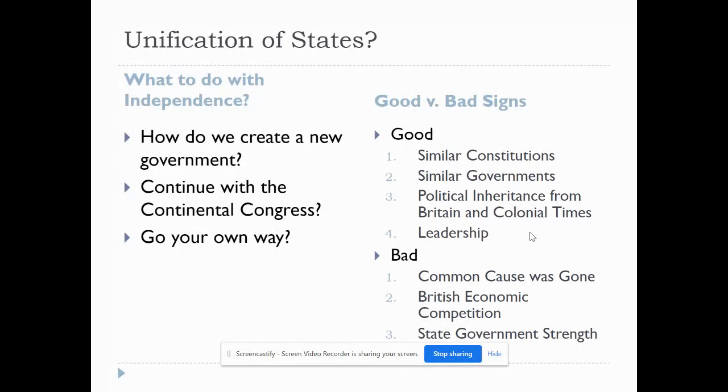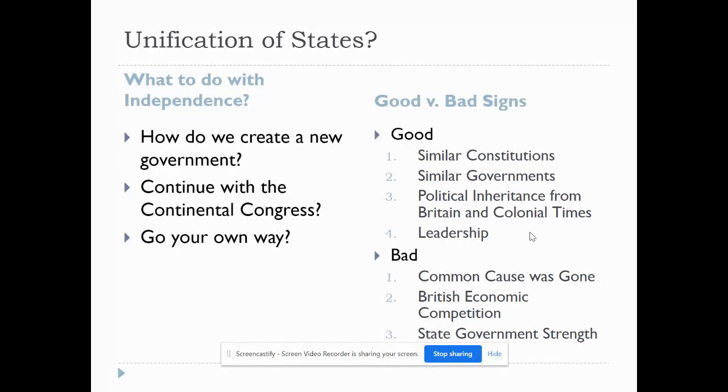Now, of course, that's all good and fine, but there are bad signs too. When the British basically leave, there is a group in Great Britain that thinks, all right, well, why don't we just let them go? Why don't we let them go off on their own as an individual republic and fail? There's this feeling that if they release the states to become their own country, they'll fail so badly that they'll actually turn around and ask to be readmitted to the British as colonies again.